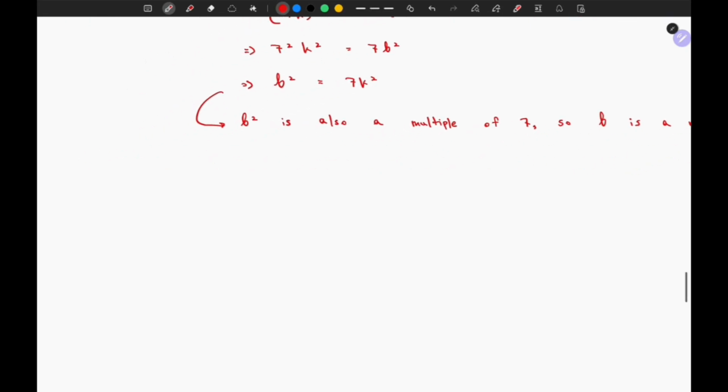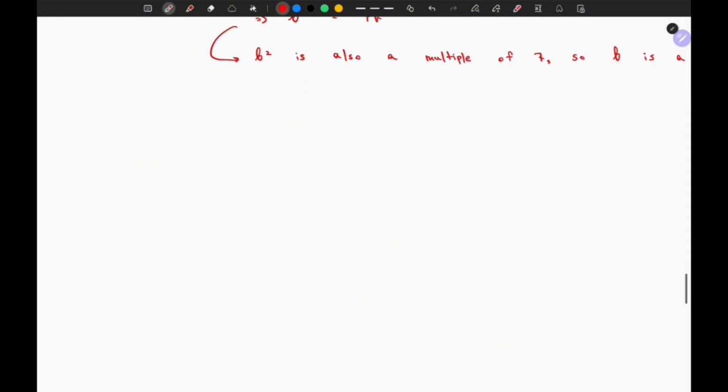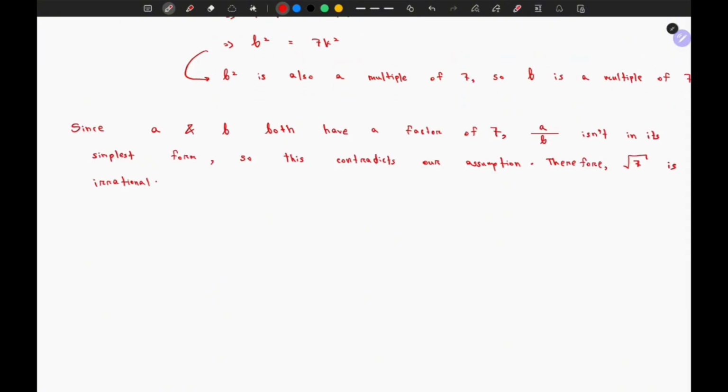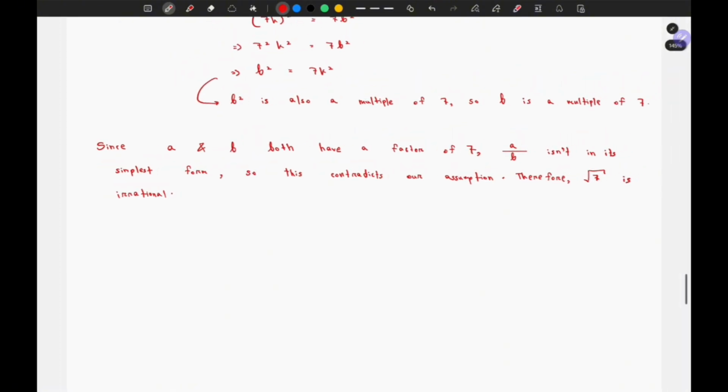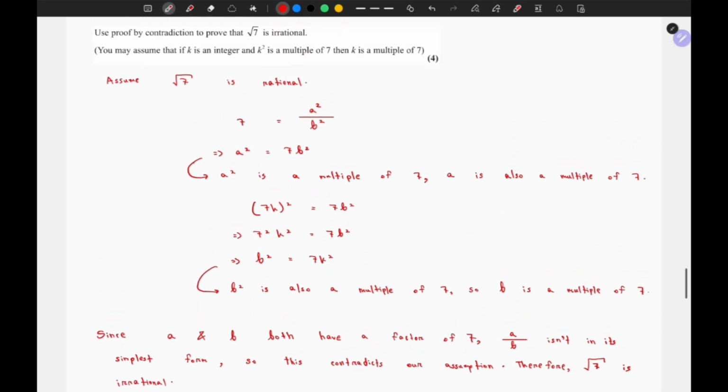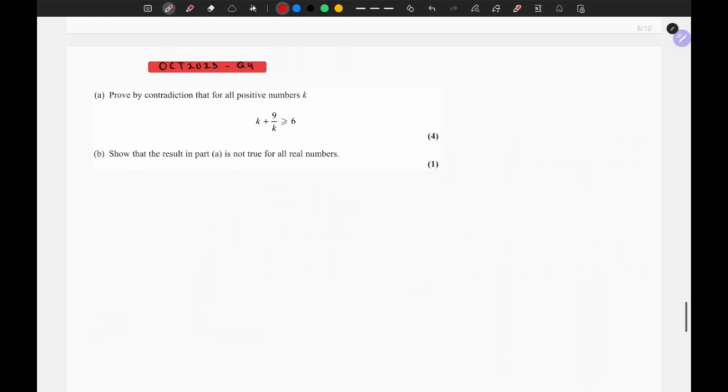So this contradicts our assumption. So now we can end with a conclusion that since a and b both have a factor of 7, a divided by b is not in its simplest form. So this contradicts our assumption, therefore root over 7 is irrational. So that is it for this question. Now moving on to the next question.